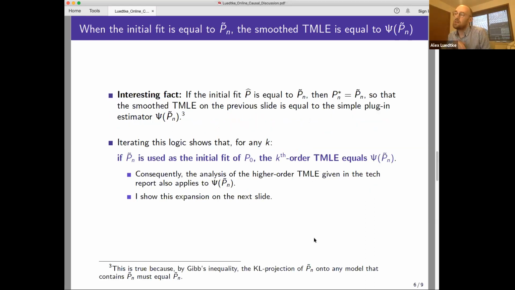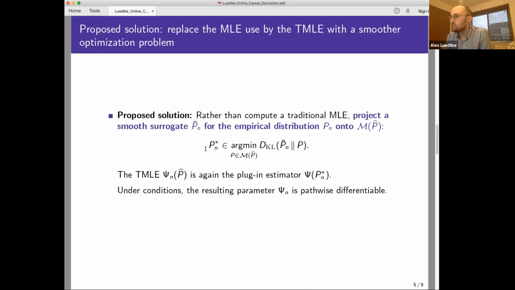And so on my last two slides, I just want to make an observation. So I guess this is an interesting fact, which is that if we look at the KL projection on this last slide, and if it just so happens that P hat is exactly equal to Pn tilde, so in this case, again, M of P hat is just some model that involves perturbations of P hat, and so it certainly includes P hat.